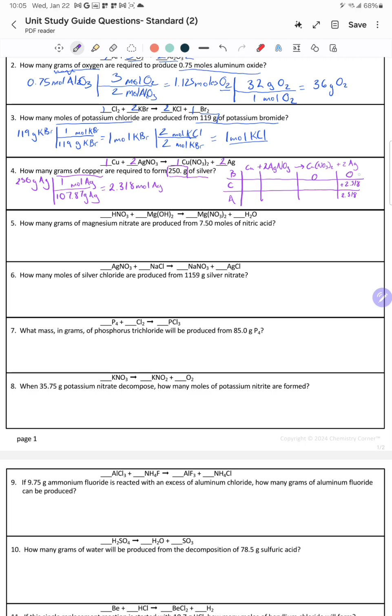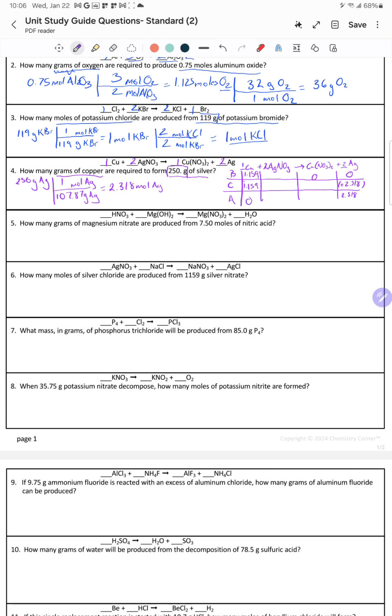So we need to convert moles of silver to moles of copper. I look at this and say, okay, I'm going to use this as if it was my limiting reactant, and I go 2.318 times the coefficient of copper, which is 1, divided by the coefficient of silver, which is 2. So at that point, I'm just doing 2.318 divided by 2, and you should get a wonderful total of 1.159 moles of copper.